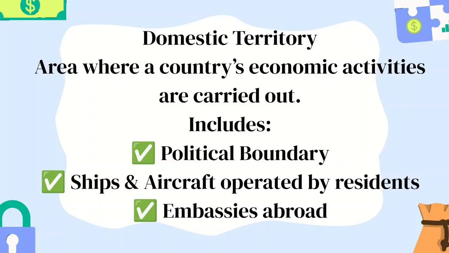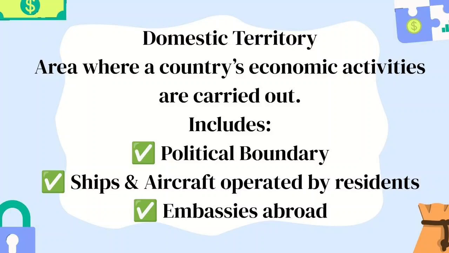Now let's understand domestic territory. Many students think domestic territory simply means the geographical boundaries of India. That's not completely correct. Domestic territory includes all areas where the country's economic activities take place. For example, India's political boundaries, Indian ships and aircraft operating anywhere in the world, and Indian embassies and consulates in foreign countries. However, a foreign embassy located in India is not a part of Indian domestic territory, because it belongs to their country, and they will calculate that income for their economic purposes.